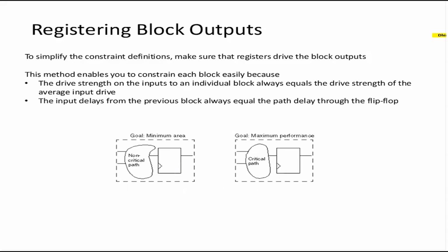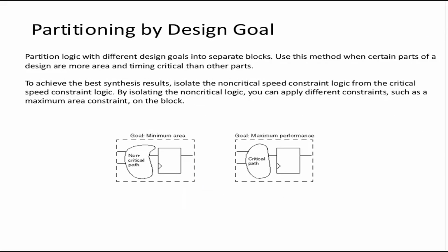Next, partitioning by design goal. Now let's say you have a part of the design which is very time critical, and there is some other part of the design where you are very much concerned about the area. Since these two have different and competing goals, it is better to keep them in different hierarchies, such that on one design you can focus on the timing part, and on the other design you can focus on the area part.